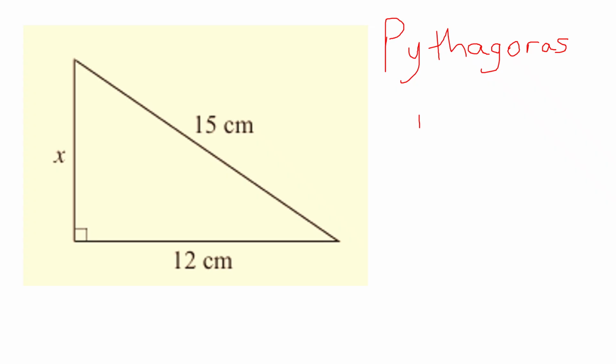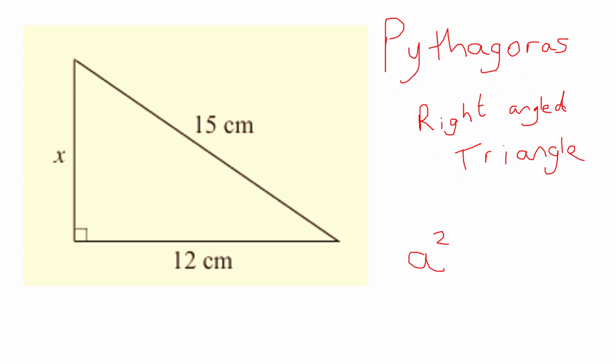The key points today are that I must have a right-angled triangle, where one of my angles is 90 degrees, and I must be given two side lengths of this right-angled triangle to work out the third. We use the formula a squared plus b squared equals c squared, where a and b are your two shorter side lengths, it doesn't matter which one they are, and c is your hypotenuse, the longest side.